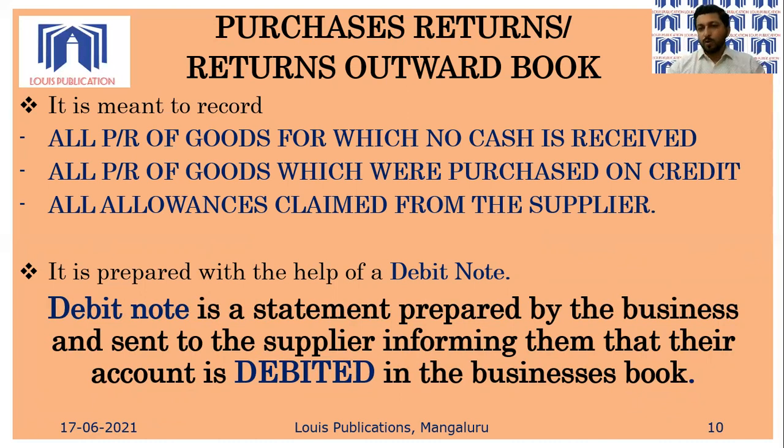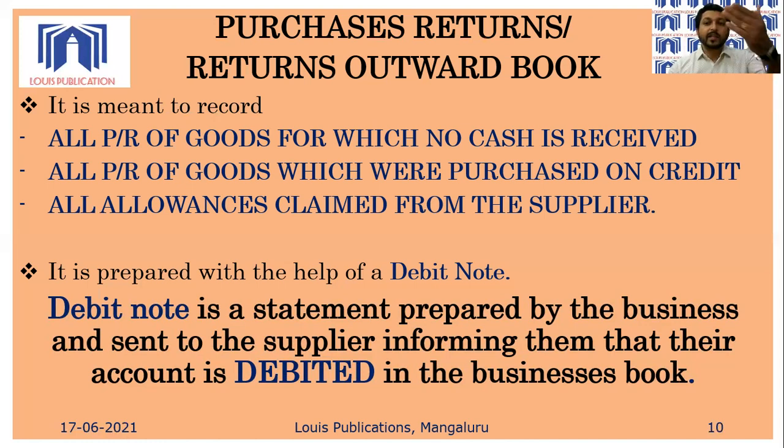Now, what is the connection over here? Let's understand. Suppose if I'm purchasing goods from a supplier, what is the journal entry? The entry will be purchases account debited to supplier's account. So when we are purchasing, goods are coming in. Supplier is the giver of goods. So personal account, supplier's account will be credited.